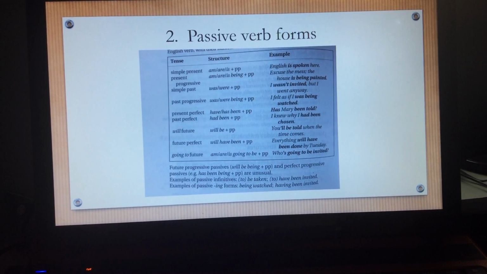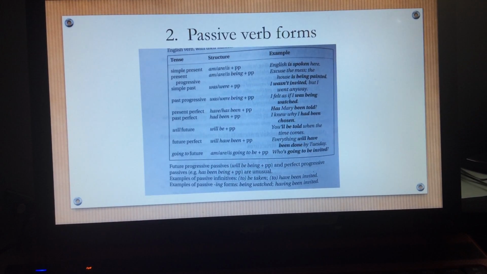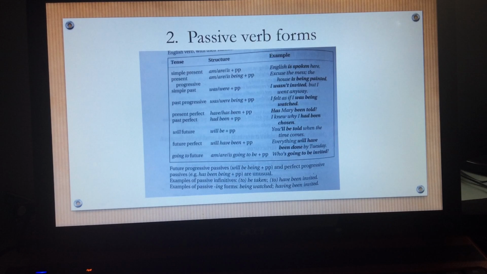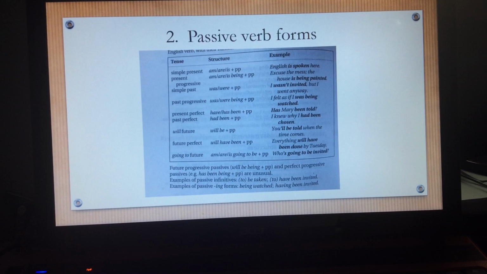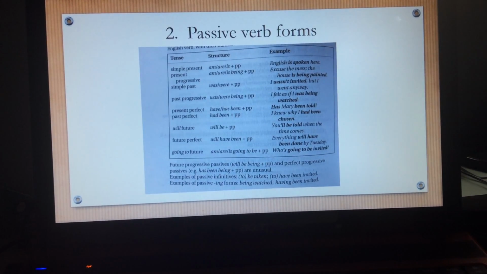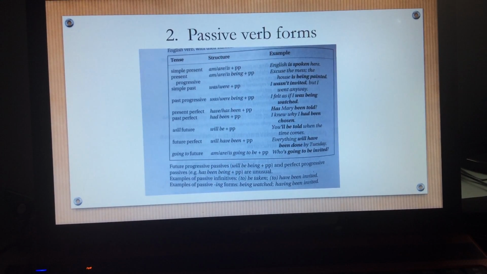That is, for example, in the first one, the simple present. If the verb in the active sentence is in the simple present, I have to write the verb to be in the simple present. What is the simple present of the verb to be? Are, or is, depending on the subject, and the past participle. So if I say, we speak English here, in the passive would be English is spoken here.